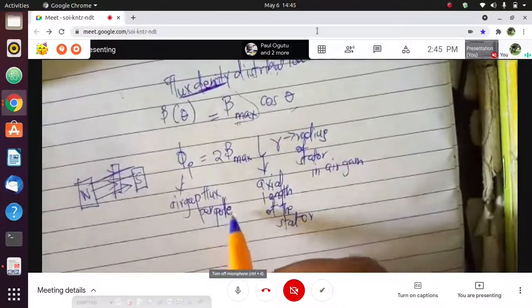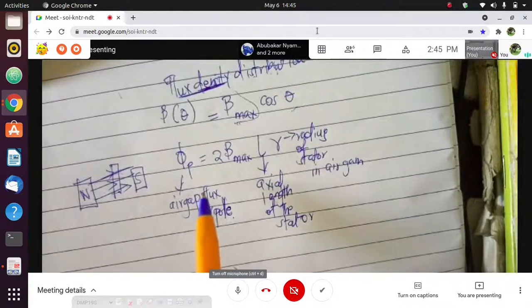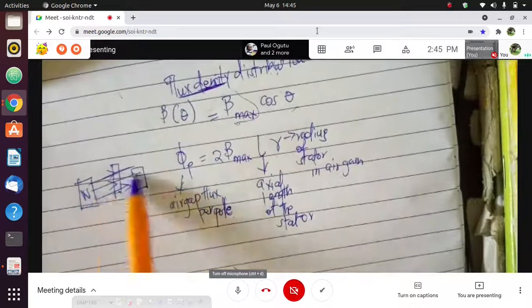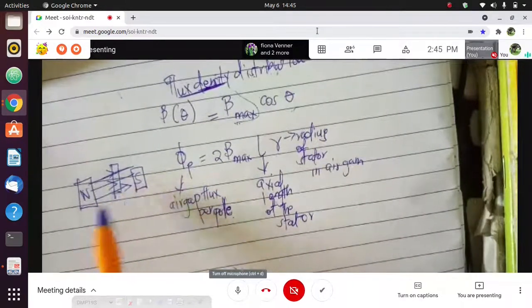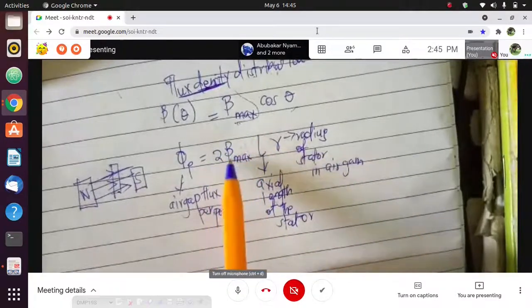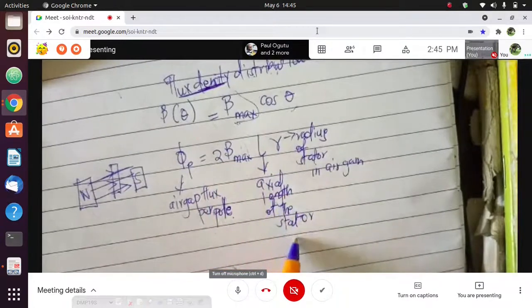Air gap flux per pole. Remember, when we have a number of poles in the stator, we have magnetic poles in the stator. So when you want to calculate the amount of the lines of magnetic force per pole, it is the maximum flux density times 2 times the axial length of the stator times the radius of the stator in the air gap.